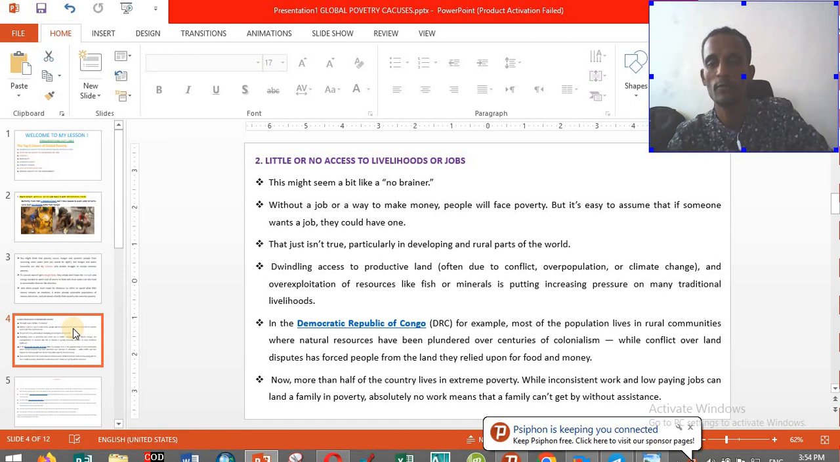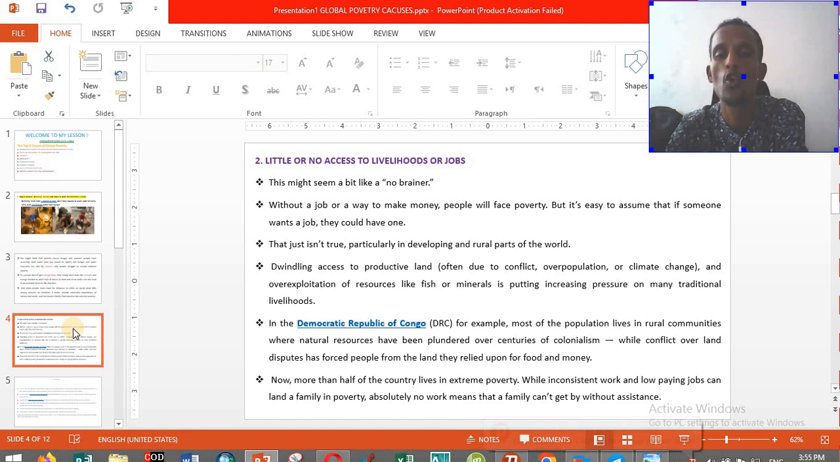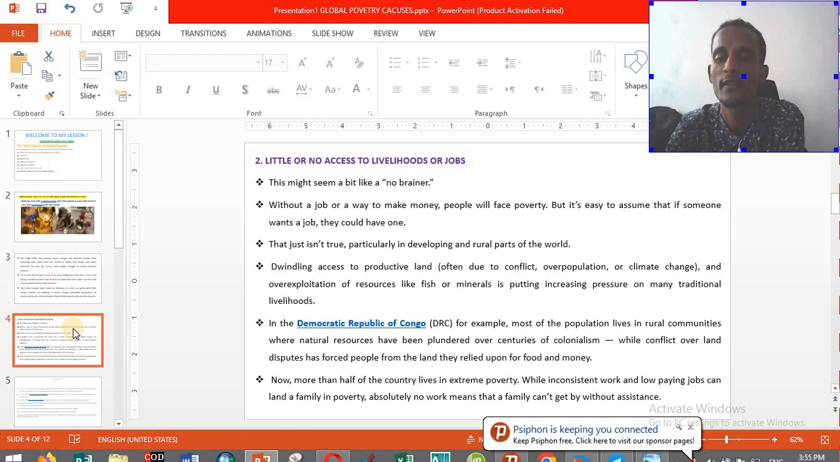In the Democratic Republic of Congo, now more than half of the country lives in extreme poverty, while inconsistent work and low-paying jobs can land a family in poverty. Absolutely no work means that a family can't get by without assistance.